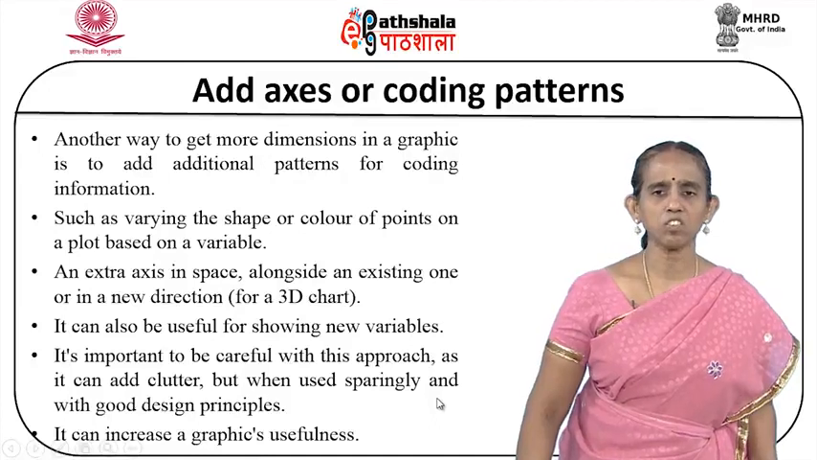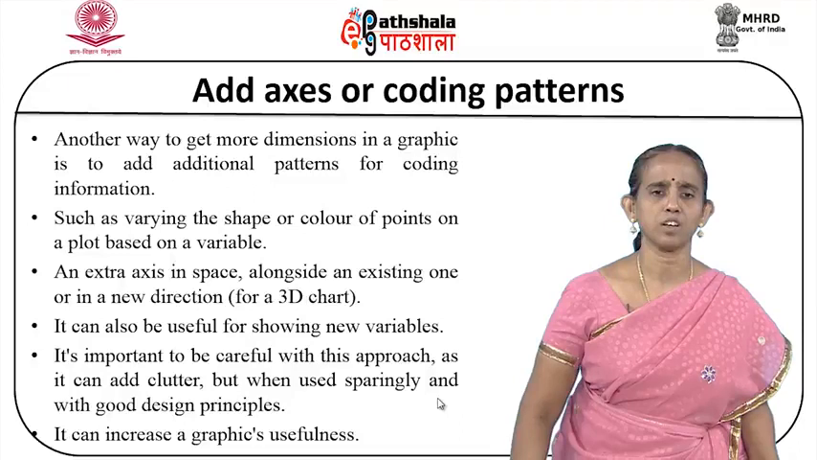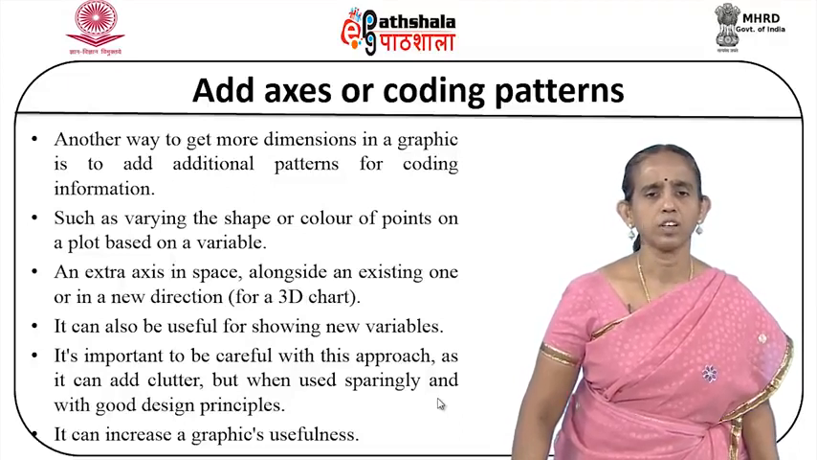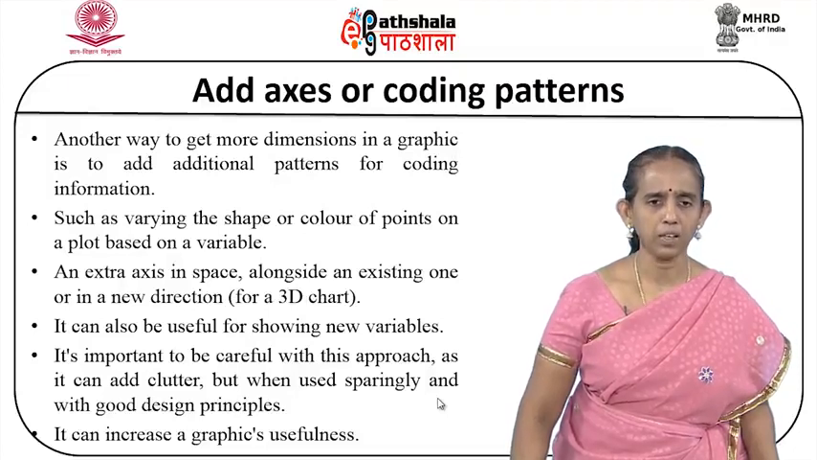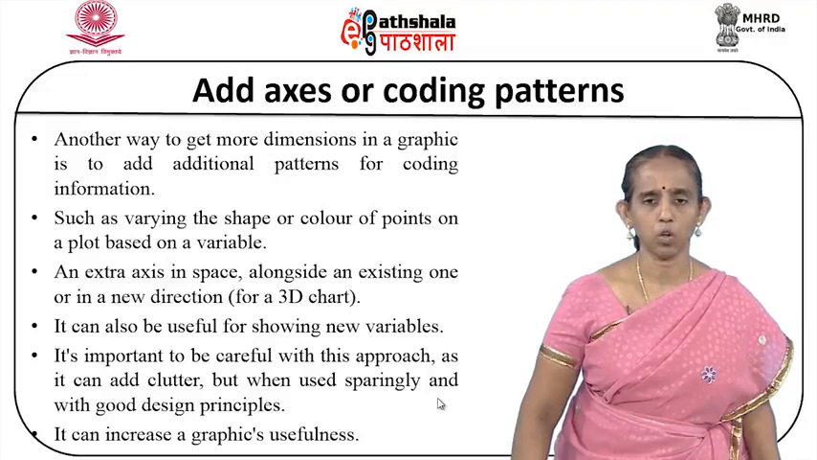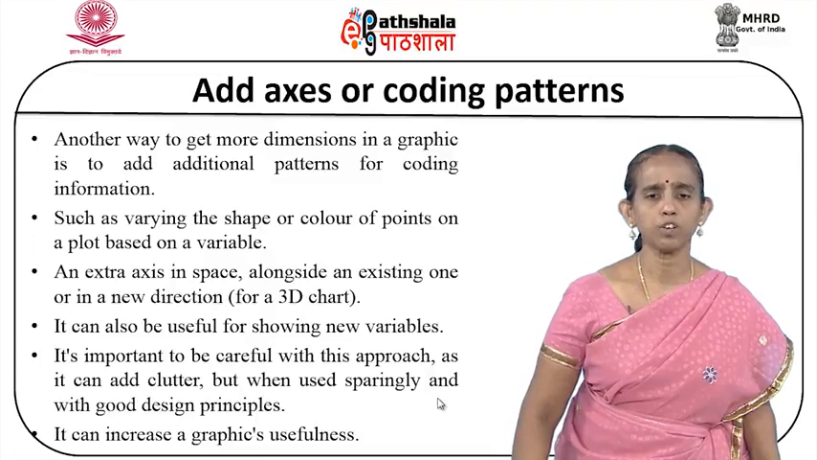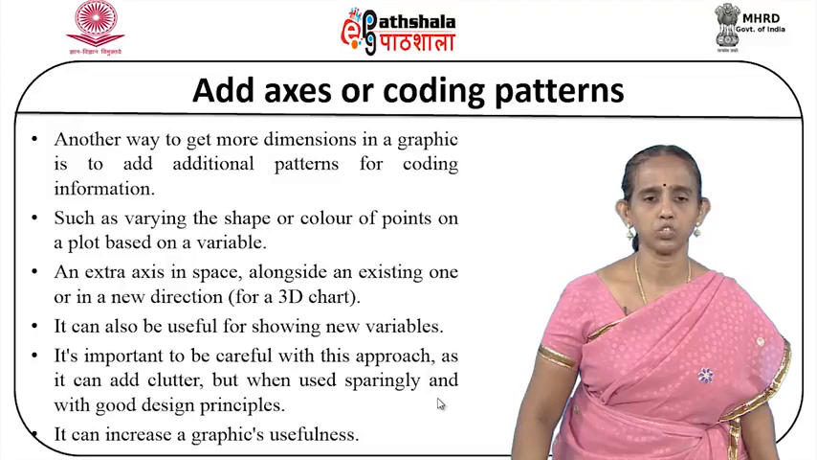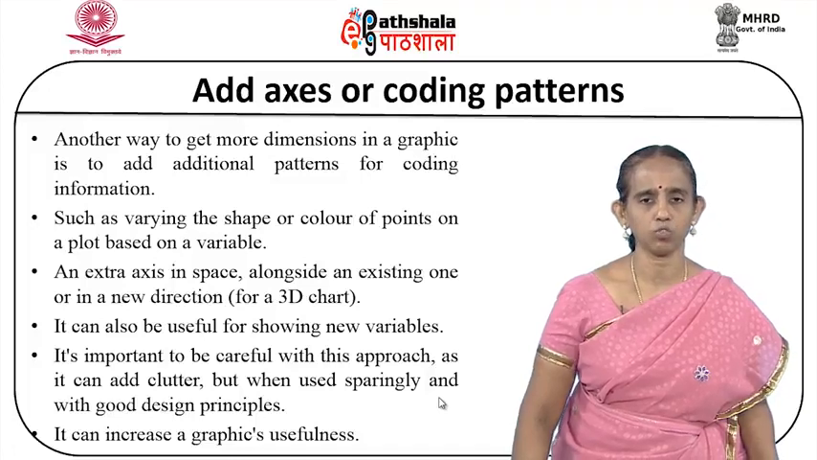We can add axis or coding patterns. Another way to get more dimension in a graphic is to add additional patterns for coding information, such as varying the shape or color of points on a plot based on a variable, an extra axis in space alongside an existing one or in a new direction. It can also be useful for showing new variables, and it's important to be careful with this approach as it can add clutter, but when used sparingly and with good design principles, it can increase a graphic's usefulness.